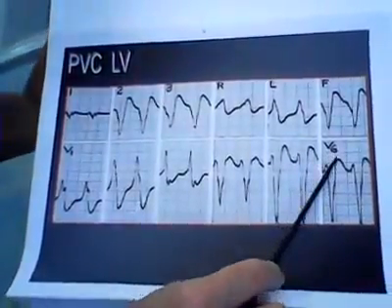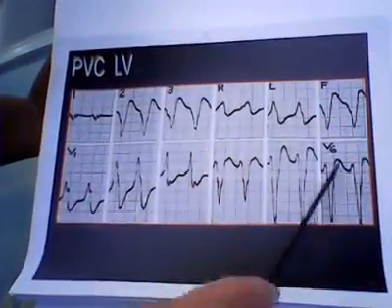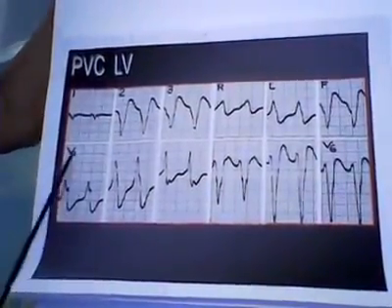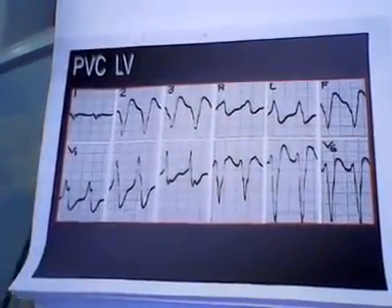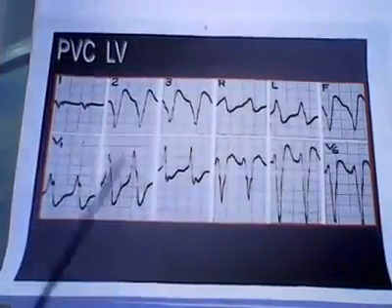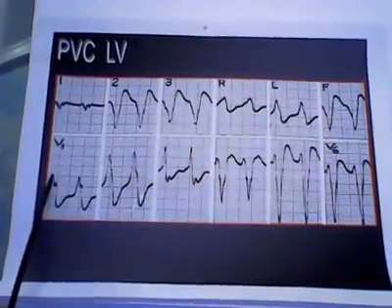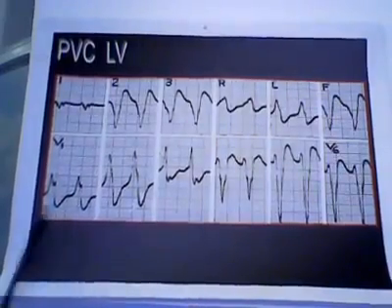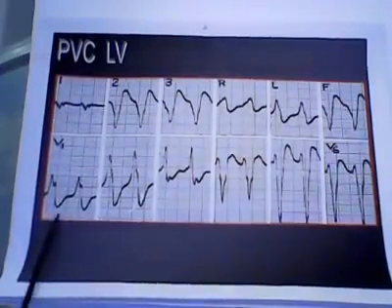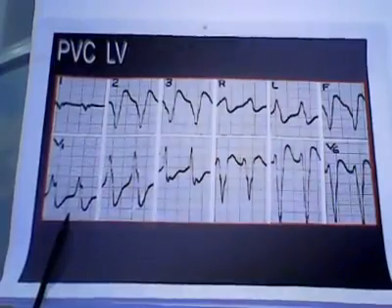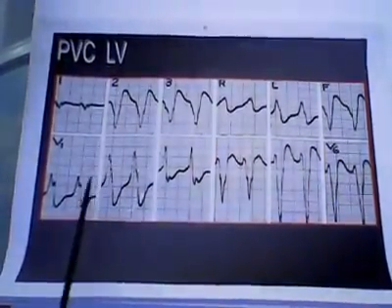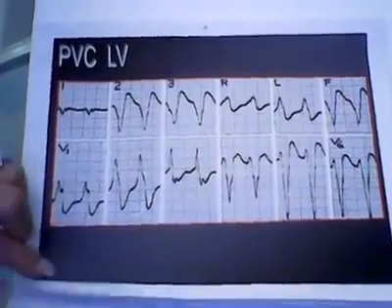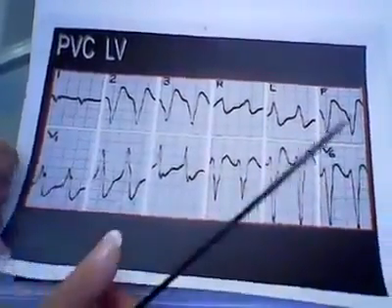Look, V6. You're down to V6, you're dead. Anyway, we look at V1 or MCL1, right? V1, MCL1. And what do you see? You have big mountain. You have big mountain. You have big problem. This is a PVC from the left ventricle. Oh, we're having left ventricular ectopy. This is VTAC.